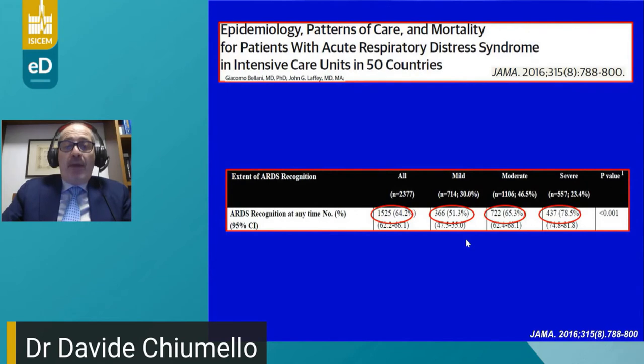But why we have to use lung CT scan? Because according to the recent definition of ARDS, this was an observational study performed in more than 50 countries, and as you can see, the ARDS recognition at any time during intensive care stay was quite low, because it ranged from mild to moderate and severe from 50% to 70% of the cases.